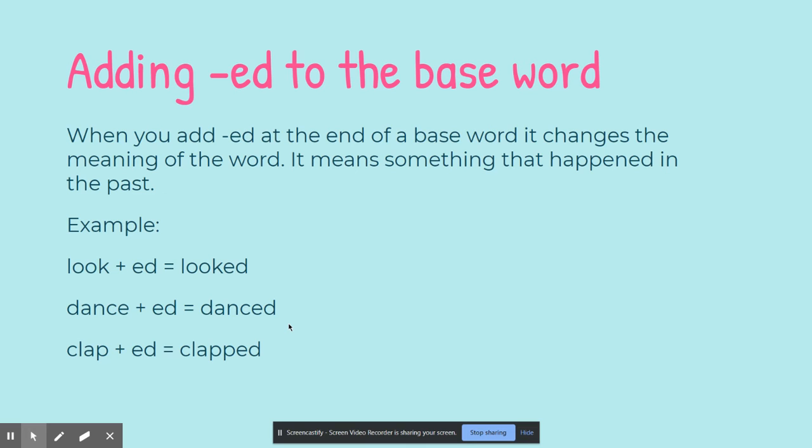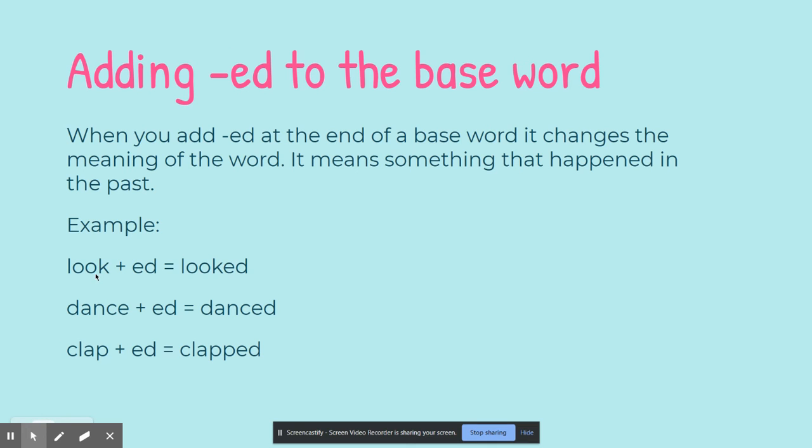The audience clapped at Henry's jokes. You see? The audience clapped at Henry's jokes. So the audience already clapped. It happened in the past. So when you pronounce the word, it sounds super, super similar, right, to the base word.